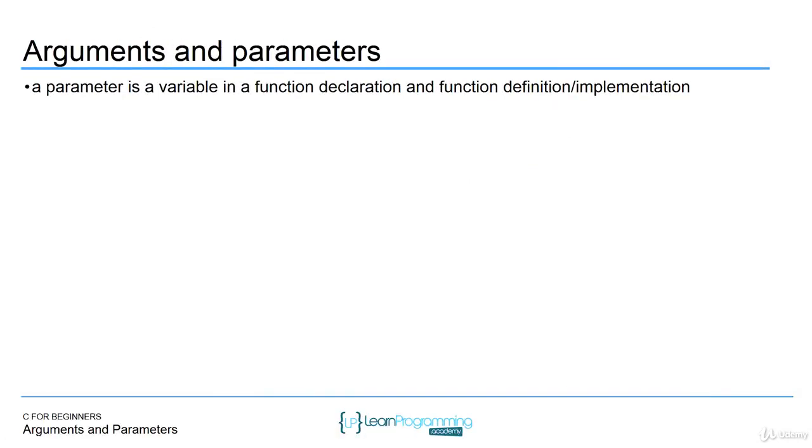So a parameter is a variable in a function declaration and a function definition implementation. So remember this difference between function declaration, function prototype, and function definition. Function declaration is just the method signature. It's the function header. Function definition is the implementation of the function, the actual code. In both of these terms, declaration, definition, understand those differences. But the parameter is what's in the function declaration and definition. It's in that header, because the header is included in both the definition and the declaration.